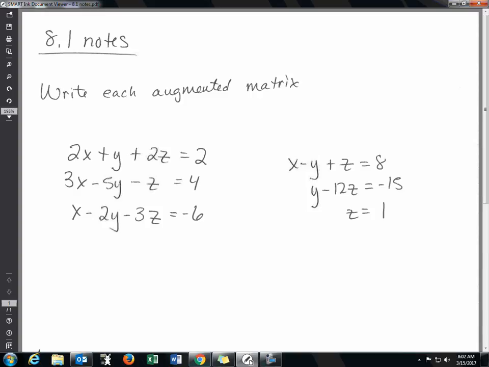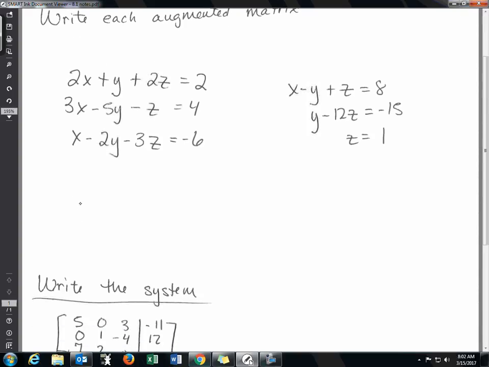But for today, all we're practicing in 8.1 is going between what's called an augmented matrix. So pulling the coefficients from a system and writing it in matrix form, and taking a matrix and writing the system. So going back and forth. Today it's really straightforward, pretty simple.